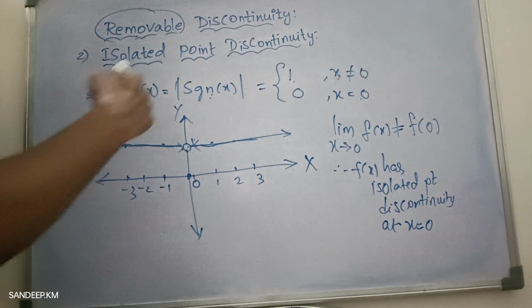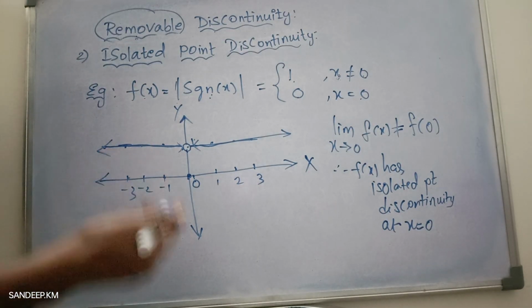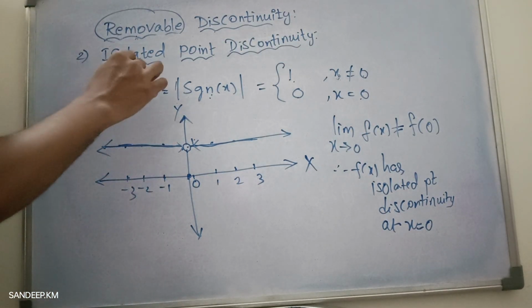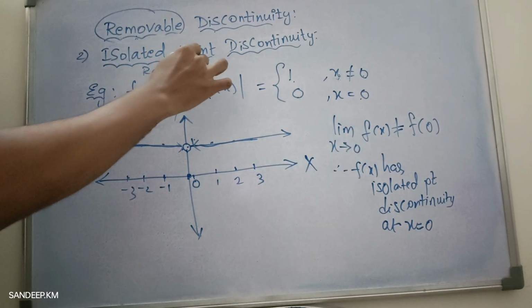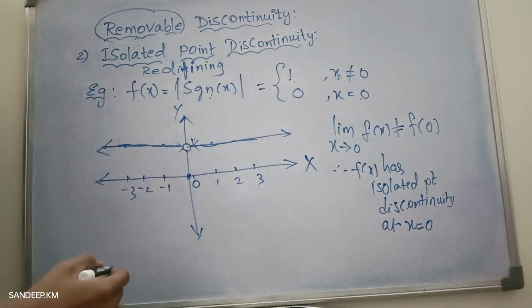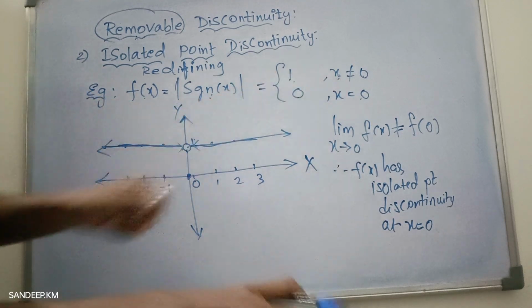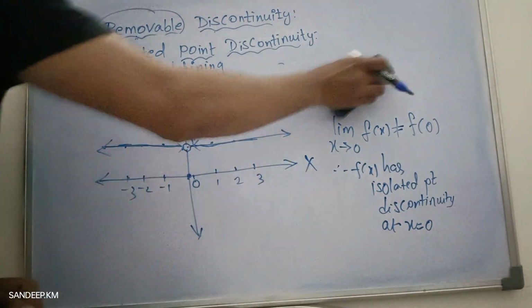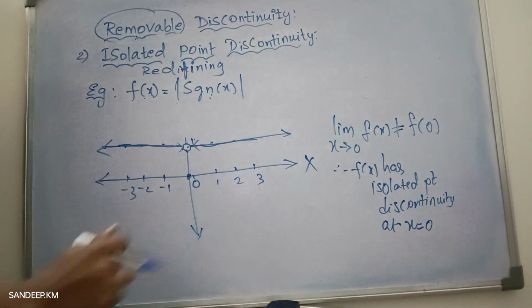Means here also we can redefine the function to make it continuous. Then how can I redefine the function to make it continuous? Redefining the function. How will I redefine the function to make it continuous? See, when input is not 0, I'll write here instead of writing like this. Okay, I'm redefining the function.